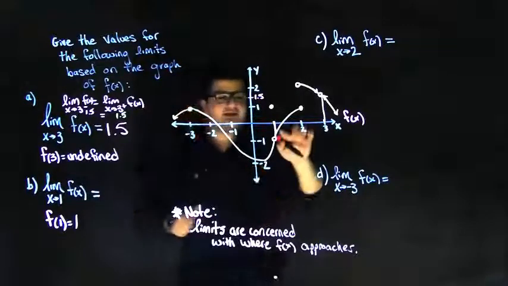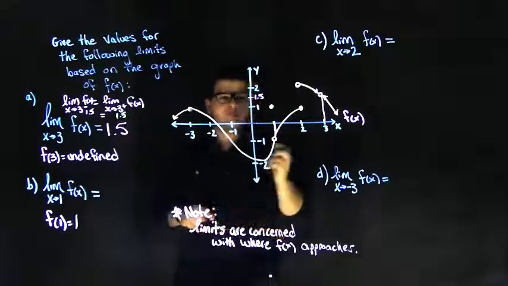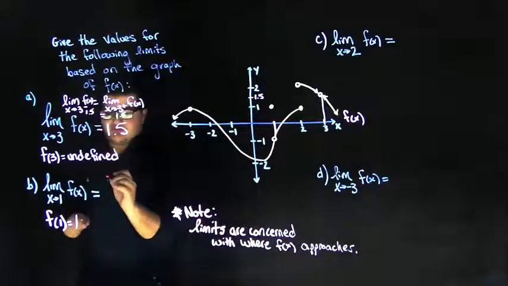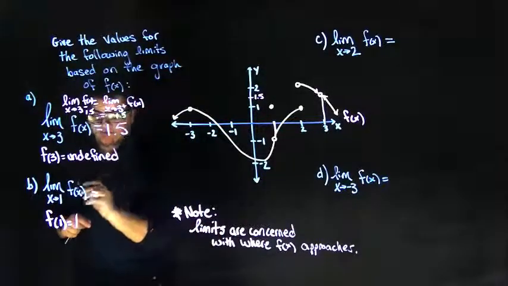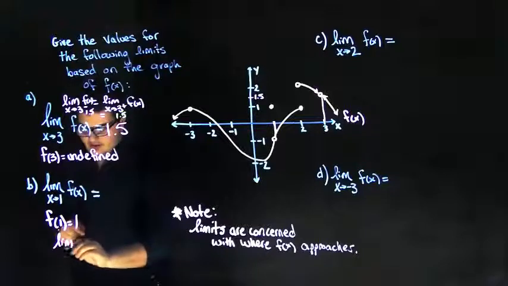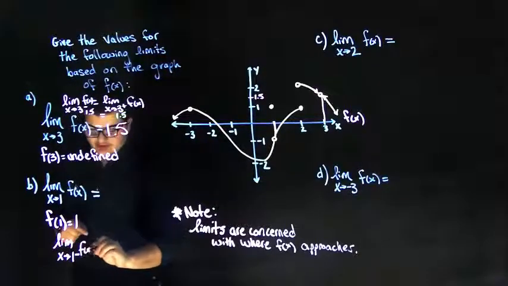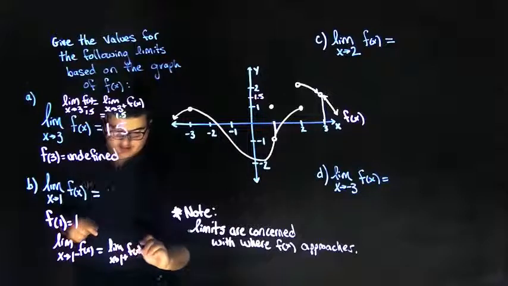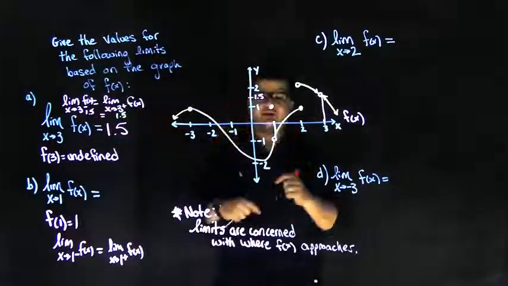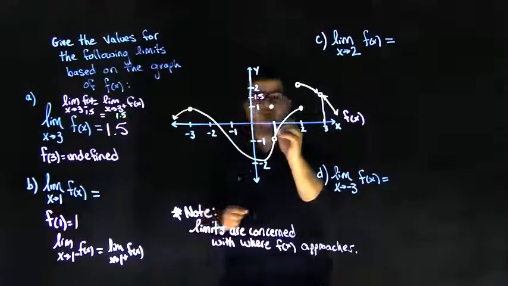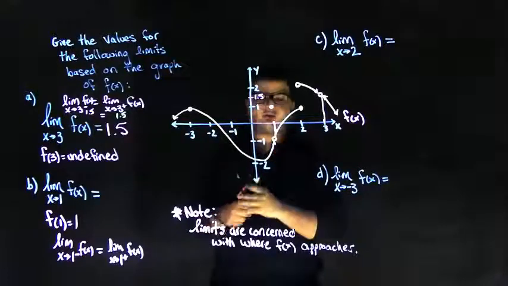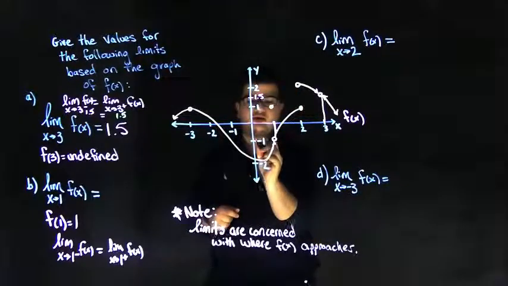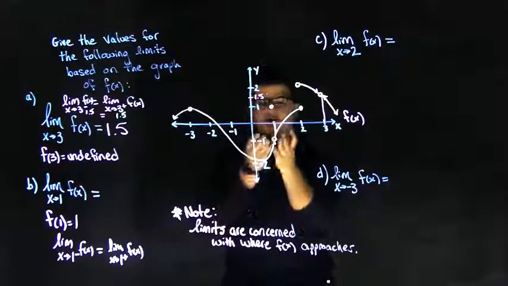But the limit is asking where my function is approaching. So we're going to do, again, the left-handed limit and the right-handed limit. So the limit as x approaches 1 from the left of f of x has to equal the limit as x approaches 1 from the right of f of x. So let's look at it. The limit as x approaches 1 from the left side is taking these values, and you see that we're getting closer and closer to negative 1.